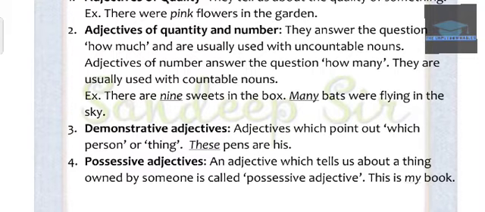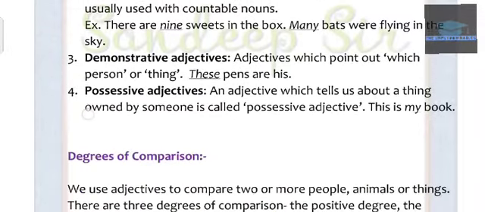The third type is demonstrative adjective. Adjectives which point out which person or thing. That's demonstrative adjective. These pens are his. In this sentence, these is the example of demonstrative adjective. The fourth one is possessive adjective, an adjective which tells us about a thing owned by someone. It's called possessive adjective. This is my book. So my here is possessive adjective.